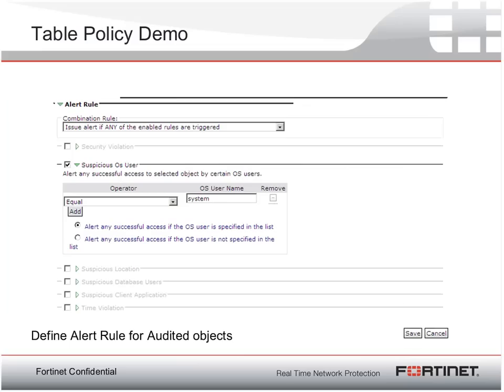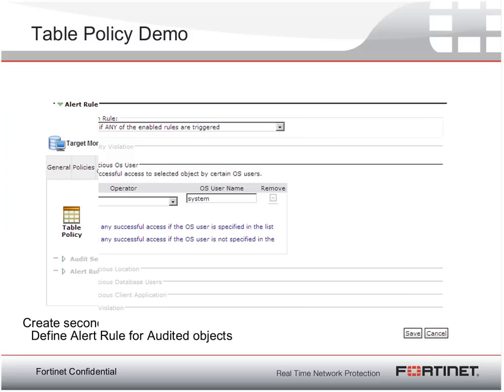Then I've defined an alert rule. There's a Boolean relationship here, so it can be AND or OR: either all rules must match or one of the rules must match, and then the alert will trigger. I can put criteria related to a particular violation, time violation, or suspicious locations. In this case, I'm going to do a user-based one. I want to see if the system user enters select statements on these tables, and that's basically what this rule gives me.